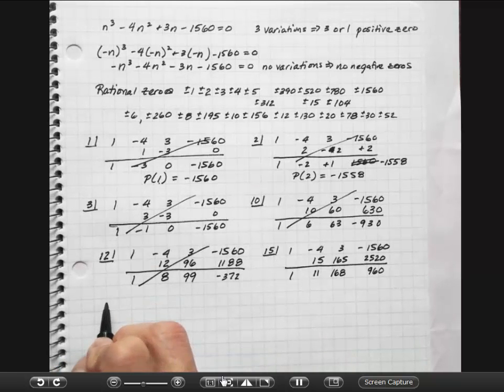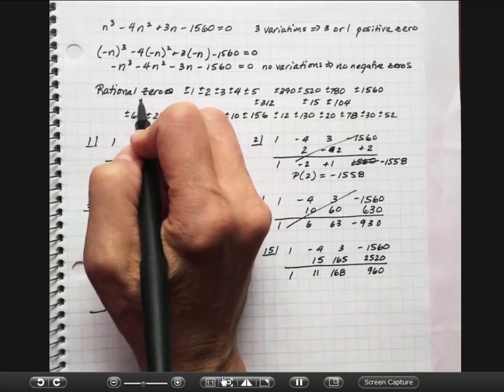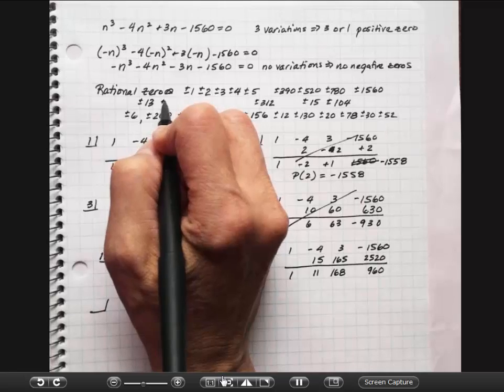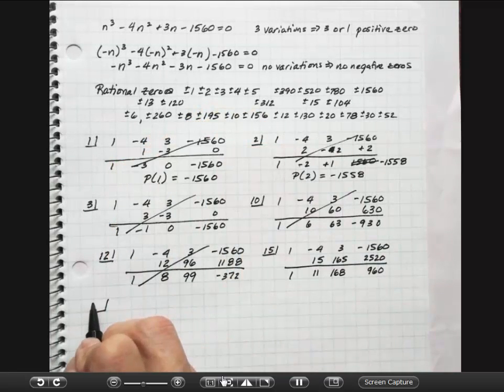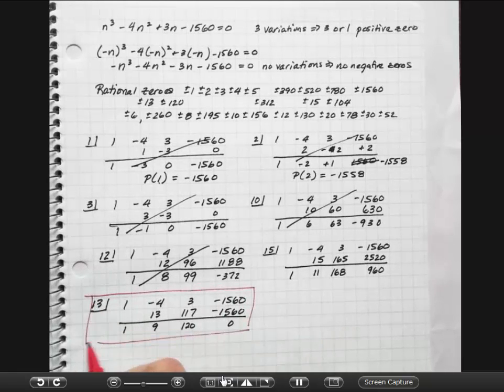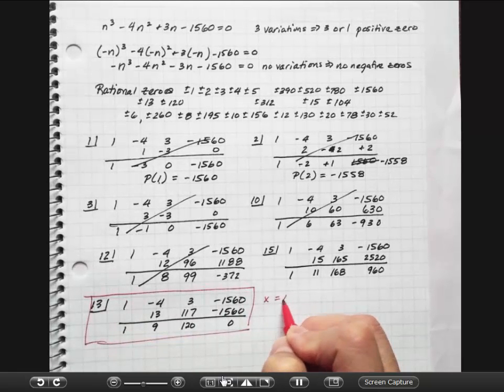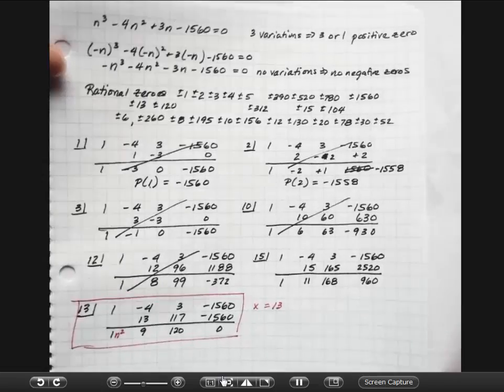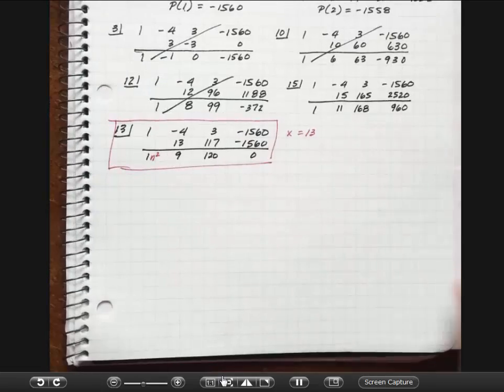So the next 0 I'm going to try is closer to 12. 13 is divisible into 1560, and it goes in 120 times. So I'm going to try 13, and I found a 0 now. One 0 of this function is x equal to 13. I can now use the quadratic formula because I started off with a 3rd degree and I'm now at a 2nd degree. I can just go ahead and use the quadratic formula to find out if there are any other zeros that would work for this particular cube.